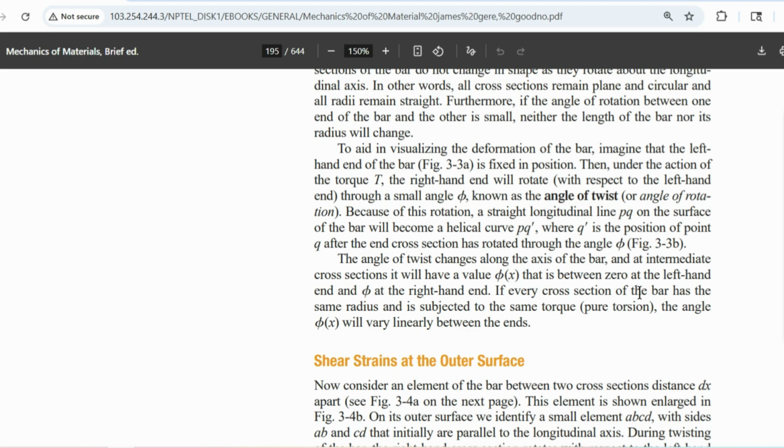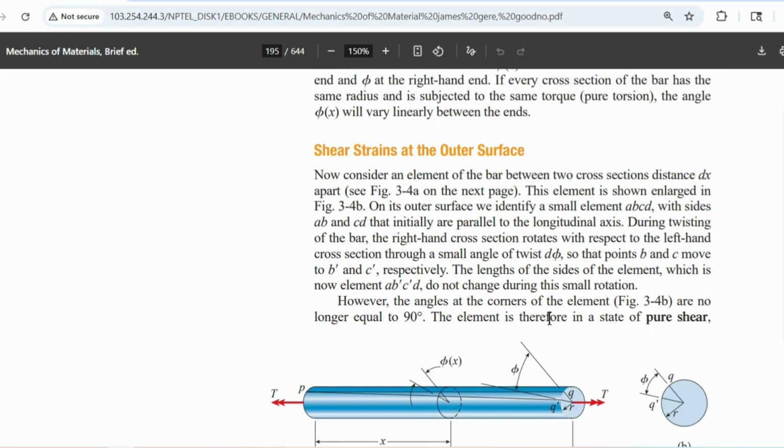I know what they're going to talk about. They're going to say that's linear, right? If every cross-section of the bar has the same radius and is subjected to the same torque, pure torsion, the angle phi of x will vary linearly between the ends. Hell yeah. Trying to stay one step ahead of the textbooks is always a good idea.